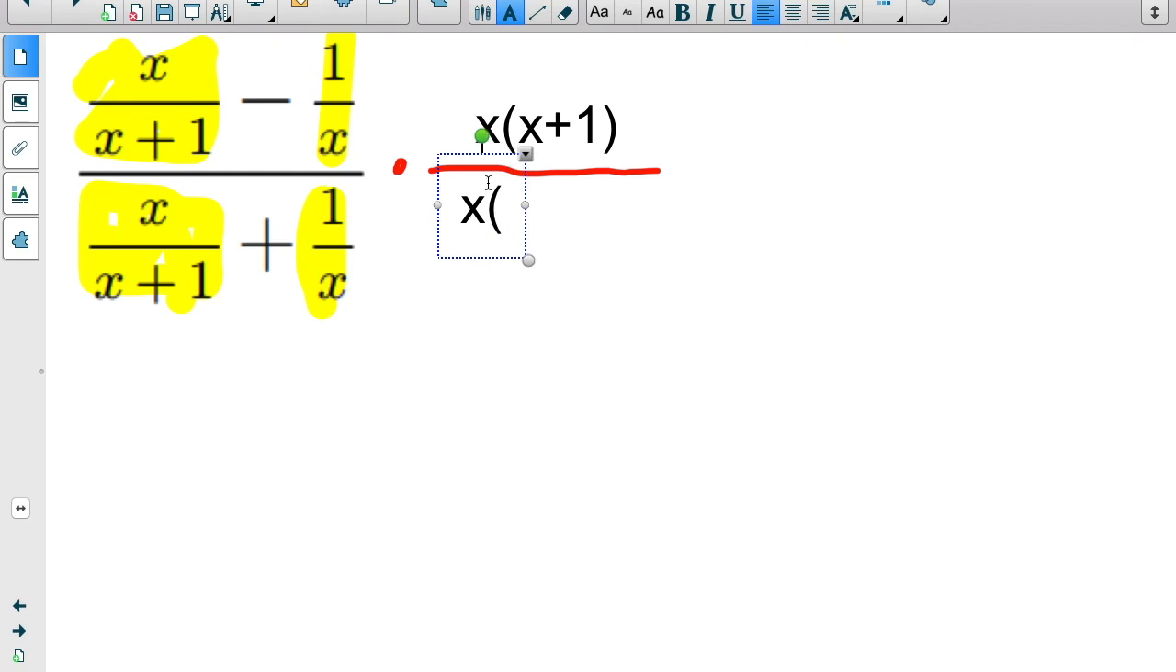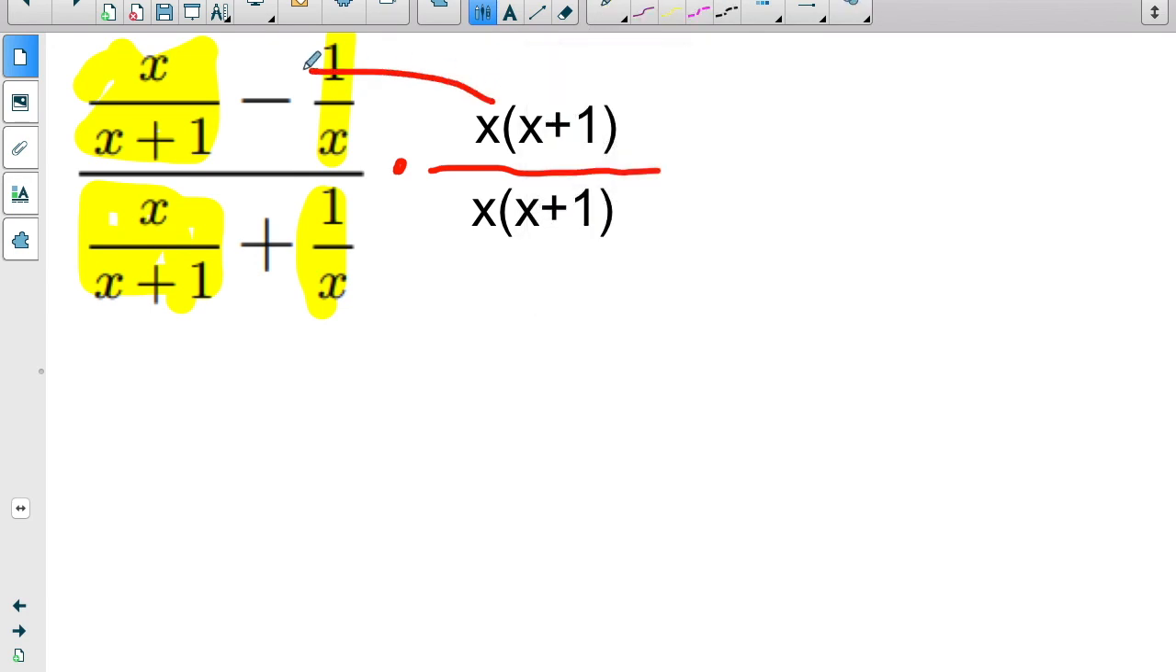So we'll do the same on bottom. Okay, let's check the ones on bottom. Well, we have the x over x plus 1, I need to multiply by x plus 1. And the 1 over x needs to be multiplied by x. So, this is what we need to multiply through. So we're going to multiply through with these here.